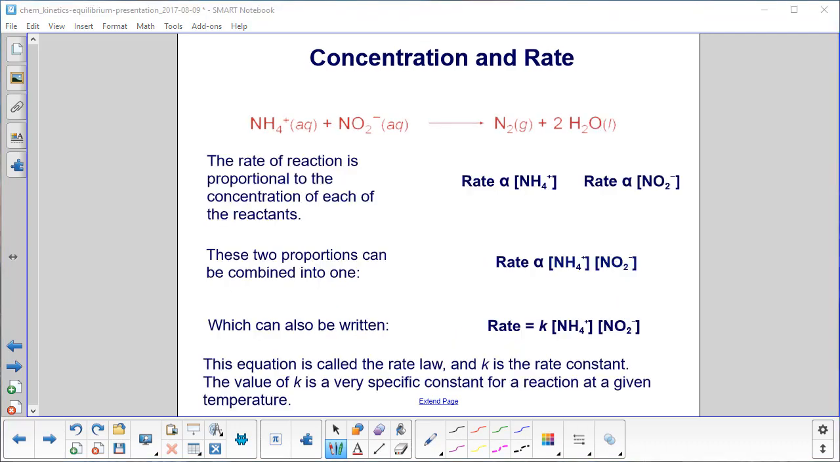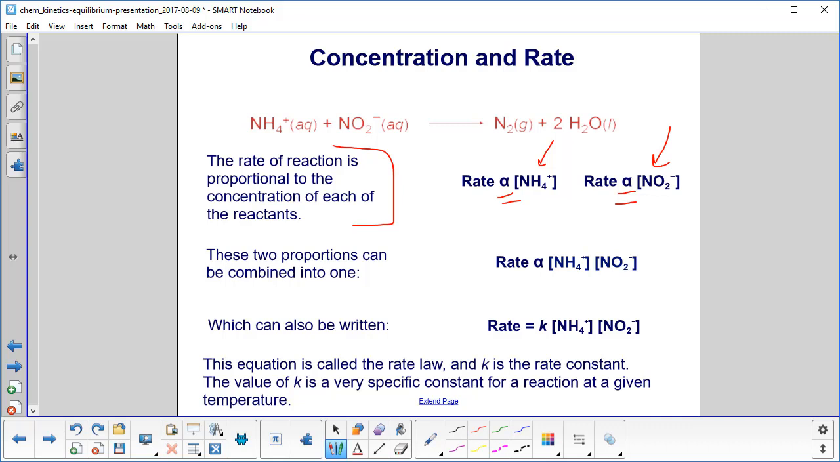In chemistry, when we observe something, we see if we can fit it to a law or make a new law about it and then test it with other reactions. So in this case, what did we see? The rate of reaction is proportional to the concentration of each of the reactants. This little alpha sign here means proportional. And this is the concentration of ammonium, and this is the concentration of nitrite.